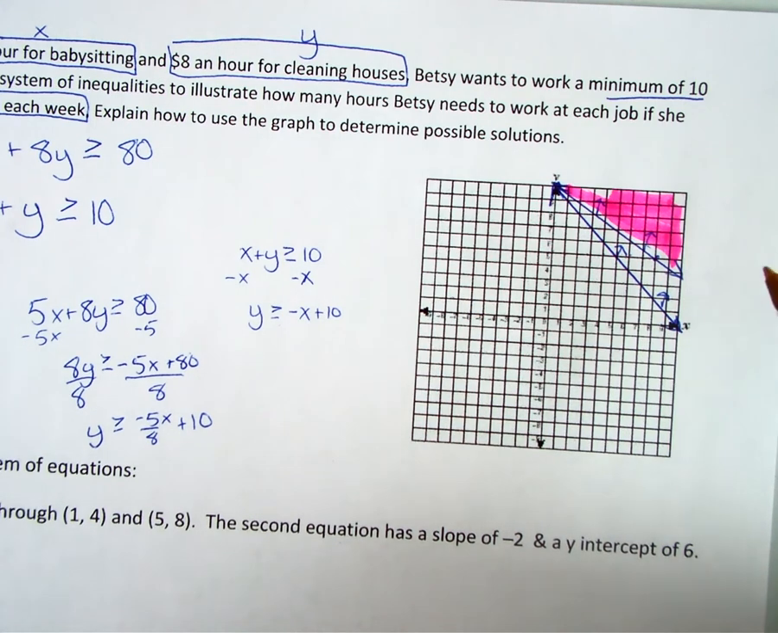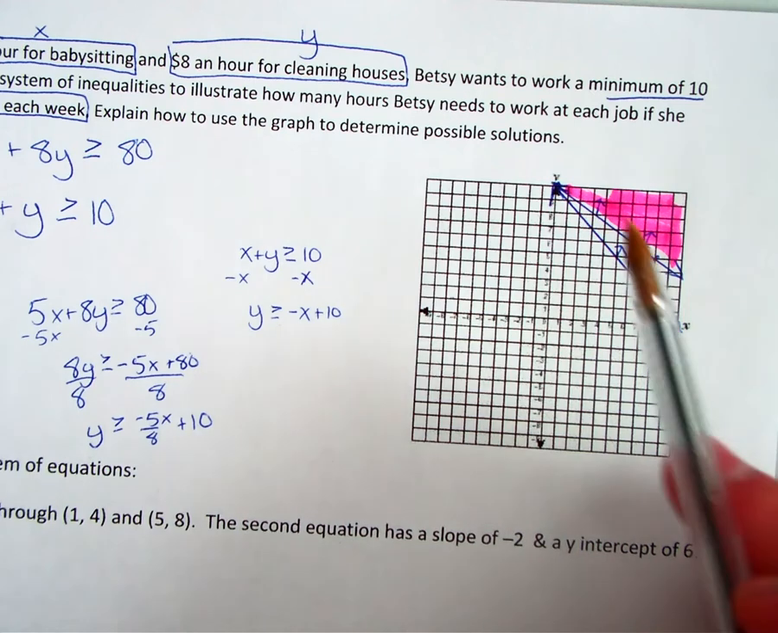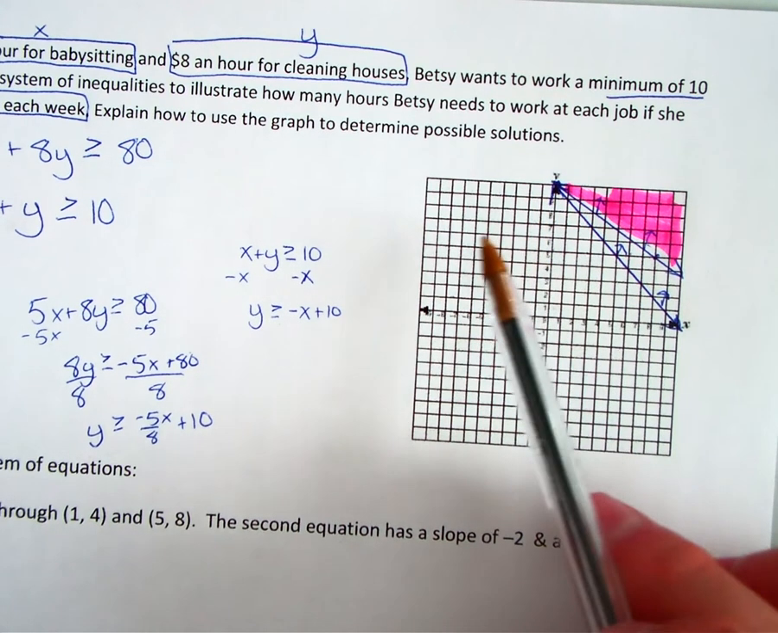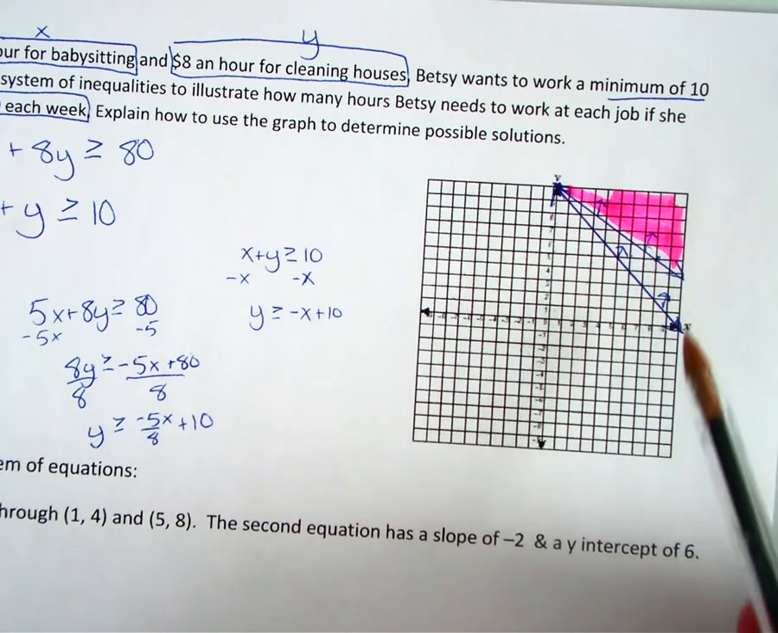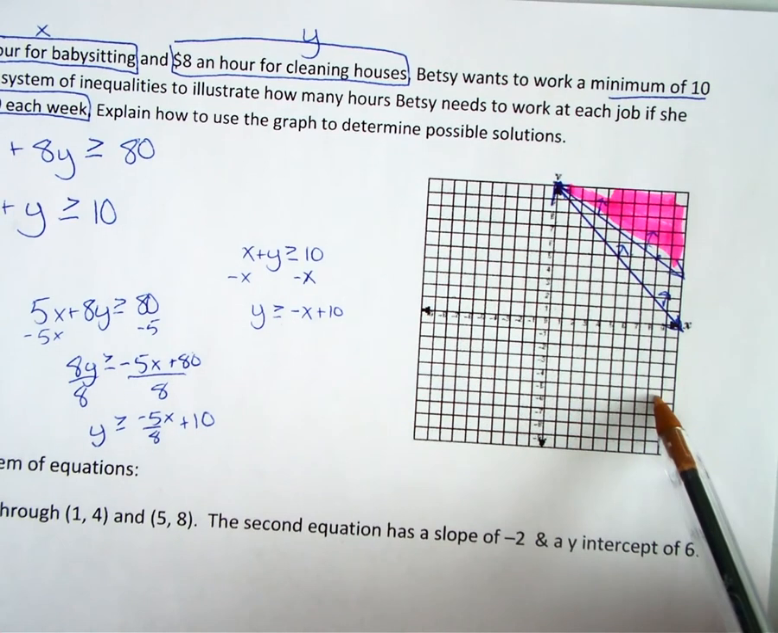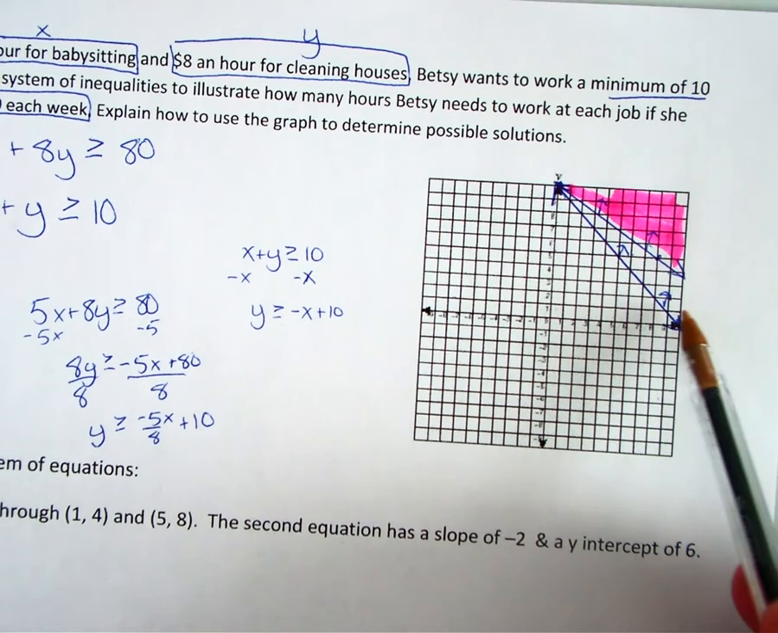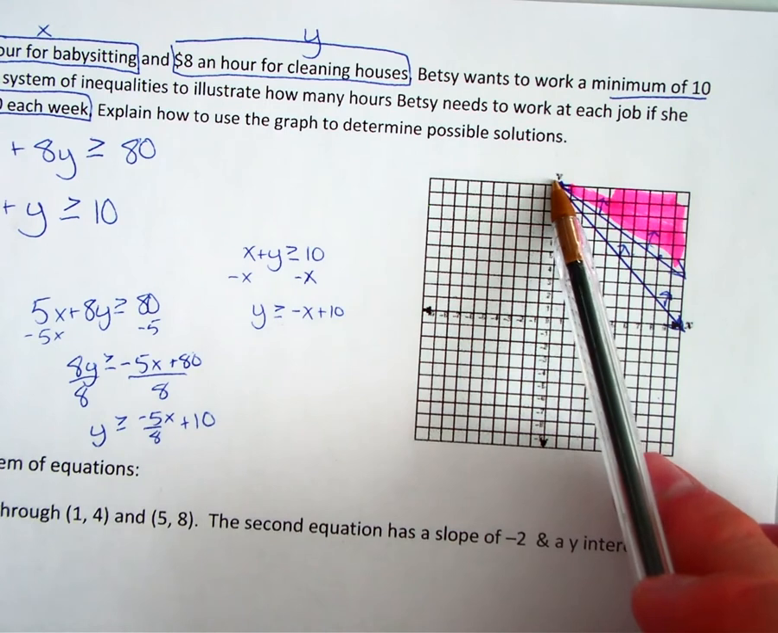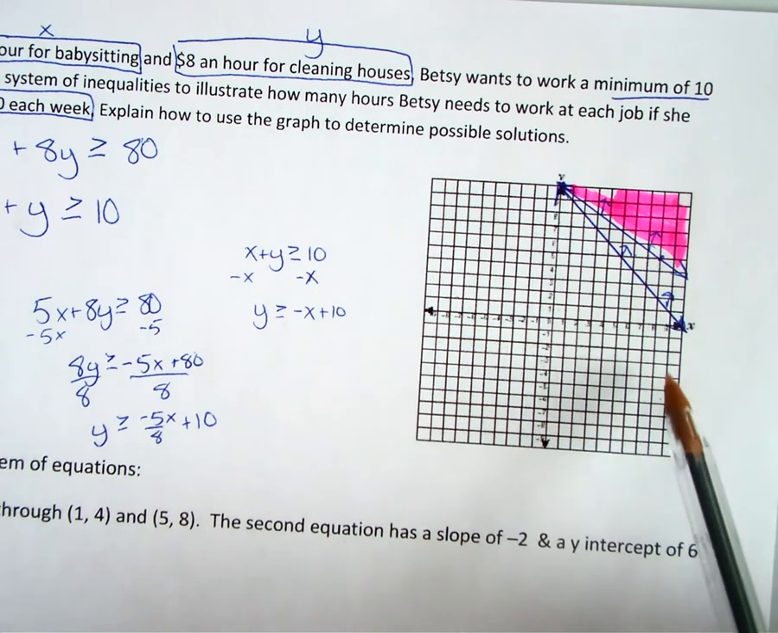I'm sorry, my x values are babysitting. We cannot have negative babysitting. We cannot have negative house cleaning. You can have no house cleaning and you can have no babysitting, but we can't have negatives of those.